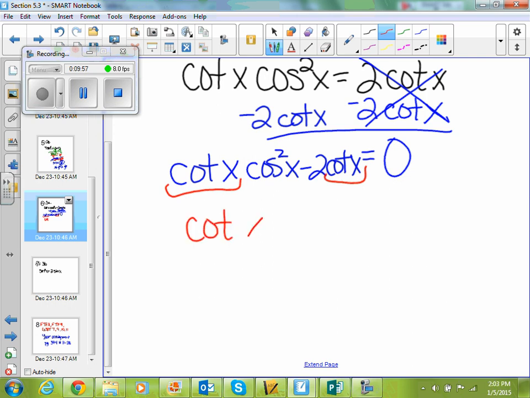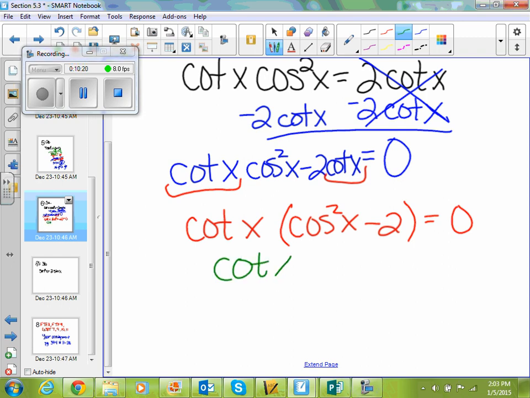So if I factor out a cotangent of x, then in my first term, I'm left with just cosine squared of x. And in my second term, I'm left with 2. So cotangent of x times cosine squared of x minus 2 equals 0. Now we know by our product of zeros that either cotangent of x equals 0 or cosine squared of x minus 2 equals 0, which are much simpler equations than the one we started out with, except there's 2 of them.